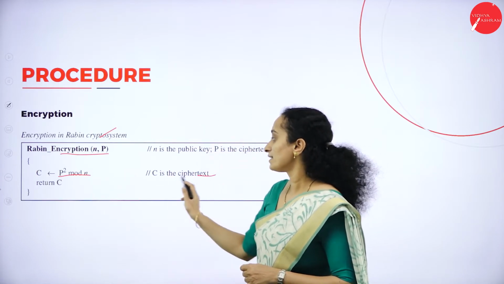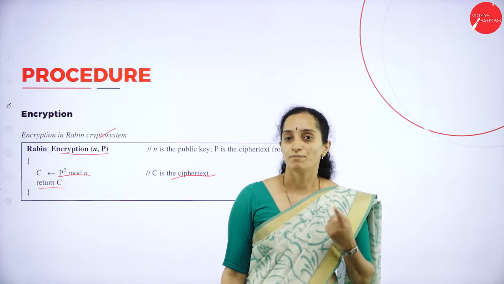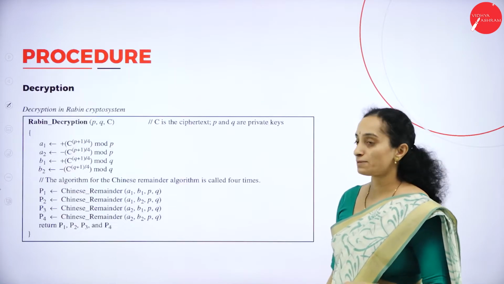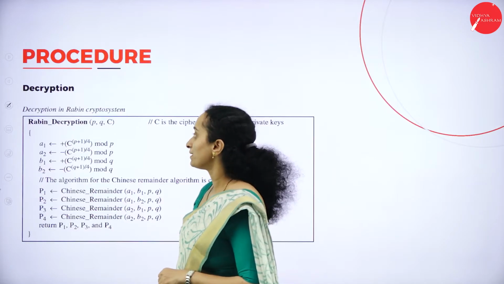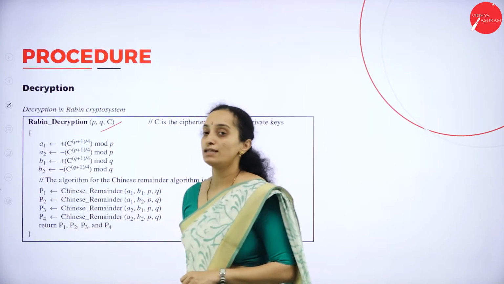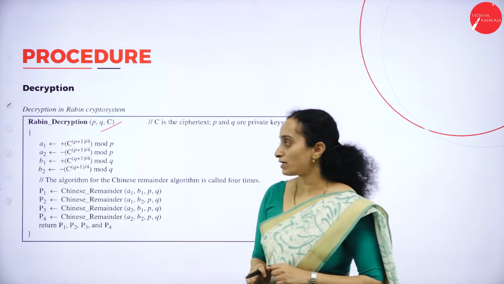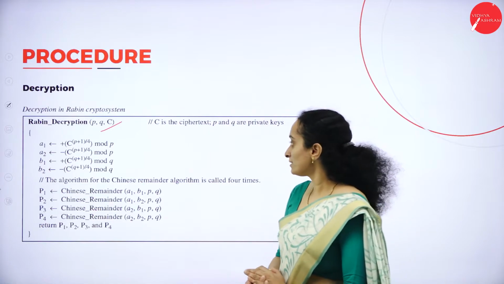This operation is applied, which returns the cipher text to the main function in the program. Okay, so this is the pseudocode for encryption. When you look at the decryption in a Rabin cryptosystem, decryption is quite a long process which uses the quadratic congruence to perform the decryption process.